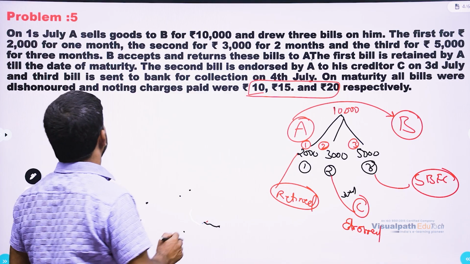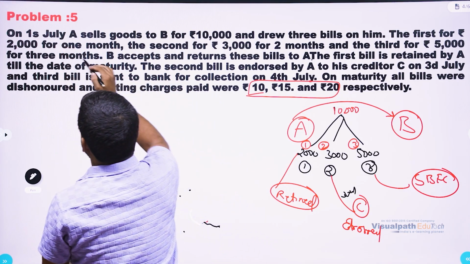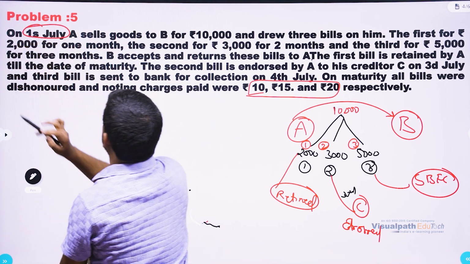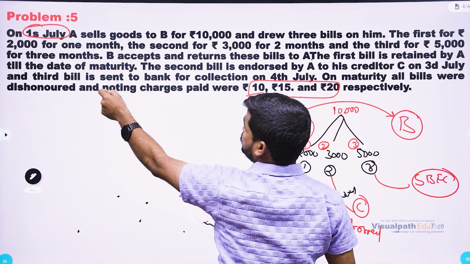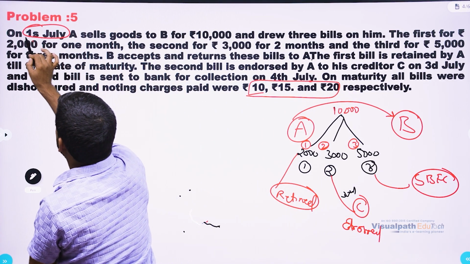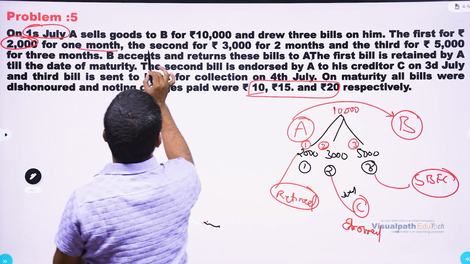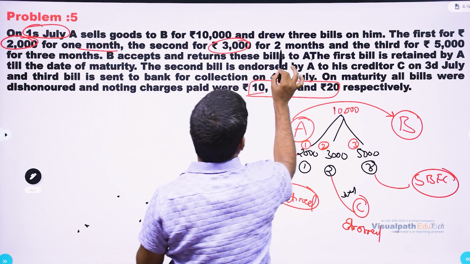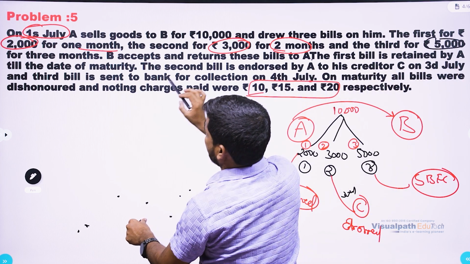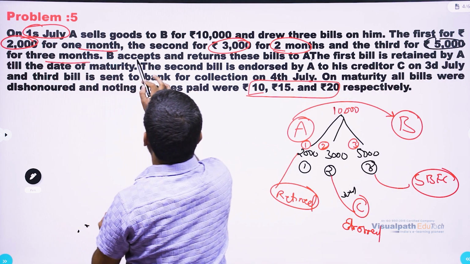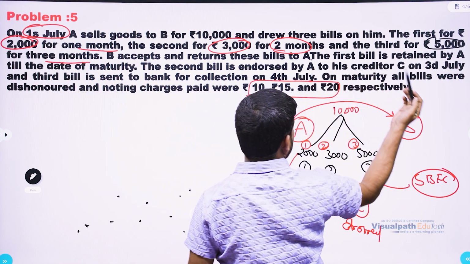Now we'll understand the different dates given. All the bills are drawn, the sale made on 1st July for 10,000, drawn as 3 bills: the first bill for 2,000 for 1 month, the second bill for 3,000 for 2 months, and the third bill for 5,000 for 3 months. B accepted the 3 bills and returned them to A.